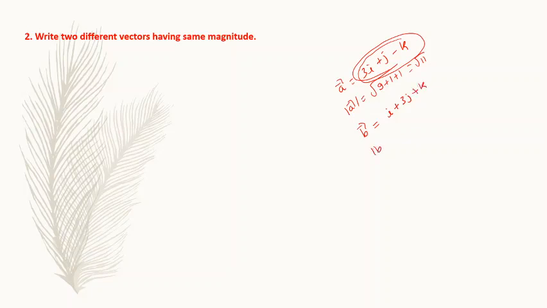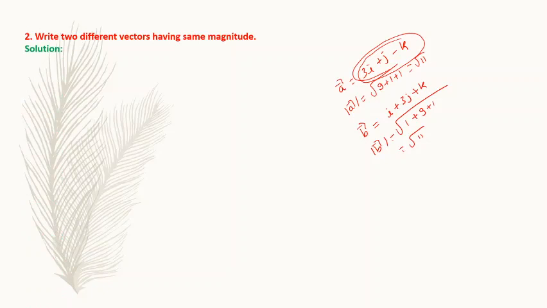Now check it out, what's the magnitude of vector B? Root of 1 square is 1, 3 square is 9, 1 square is 1. Yes, so you got the same magnitude. So decide any one vector yourself first, dear students. Next, write another vector by just replacing the values of the first vector, the signs or numbers of the coefficients of i and j.